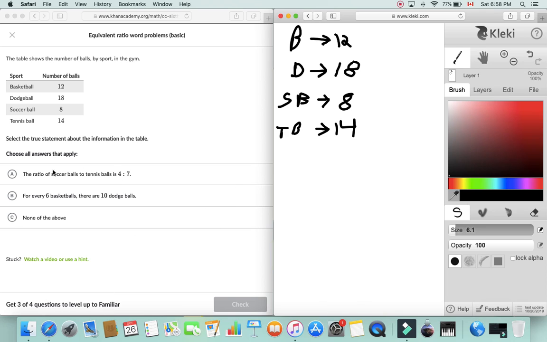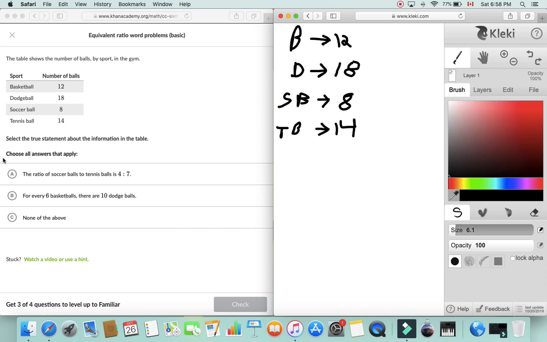So let's look at the first one, soccer balls to tennis balls. Well, the ratio of soccer balls, it's right there. So it's 8 to tennis balls, which are unfortunately 14. So it's wrong. It does not work. A is not the answer.